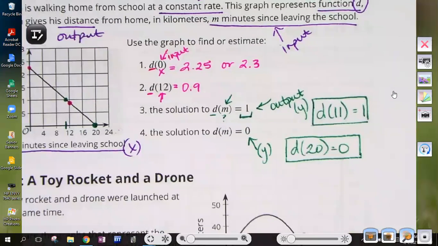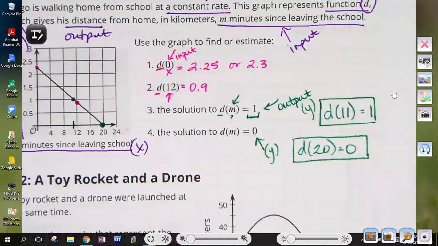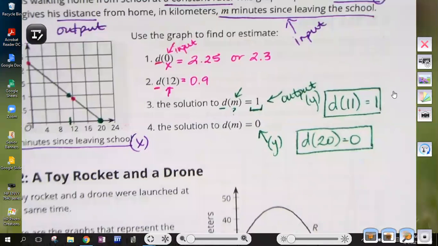All right, so this activity was just kind of a little refresher on how to read graphs and answer questions about them in function notation, okay? So as long as we know how to break down our function notation, we can easily find those pieces, and the more we practice that, the easier it will get. Okay, so let's go on to this next one.